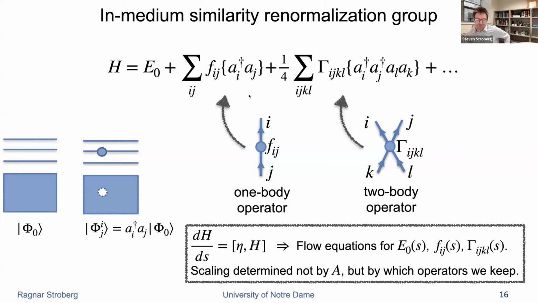Importantly, the scaling of this effort is not determined by the number of particles, but by which operators we keep. So here we're keeping one-body operators and two-body operators, and that doesn't matter if we're talking about oxygen-16 or lead-208. We're still looking at one-body, two-body operators, and so that turns our scaling from exponential in A to just polynomial in the system size, which is the number of single-particle states that we need to include, and so that gives us basically polynomial scaling.